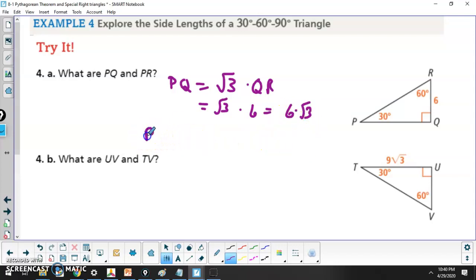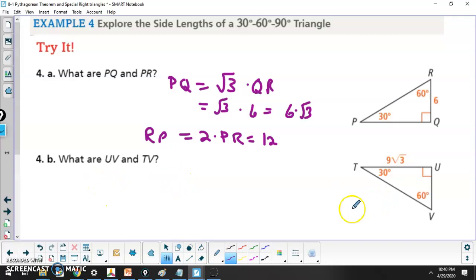Now, what is RP? RP is the hypotenuse. Remember, based on that theorem, it is just double PR. So that would mean that RP is equal to 2 times 6, which is 12. Hopefully that isn't so bad.